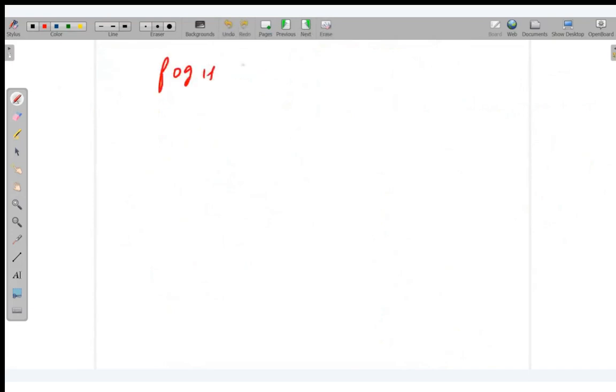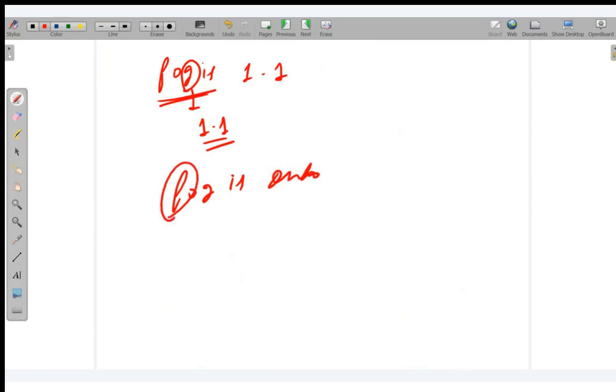FOG is 1-1. If FOG is 1-1, then you have to think about this G. G must be 1-1. FOG is onto, then think about this F. F must be onto. So you can remember like this: FOG is 1-1, then G must be 1-1. FOG is onto, then F must be onto. These two questions are very very important and have been asked in GATE many times.